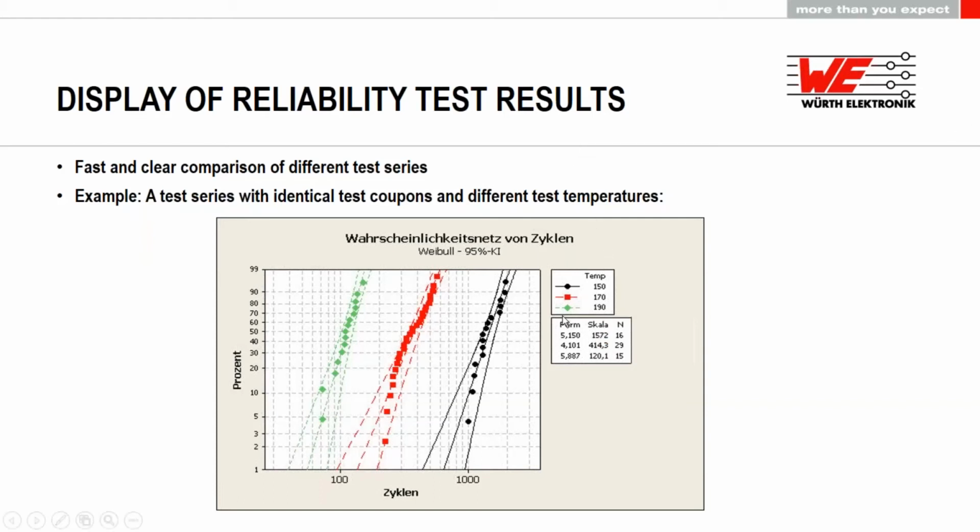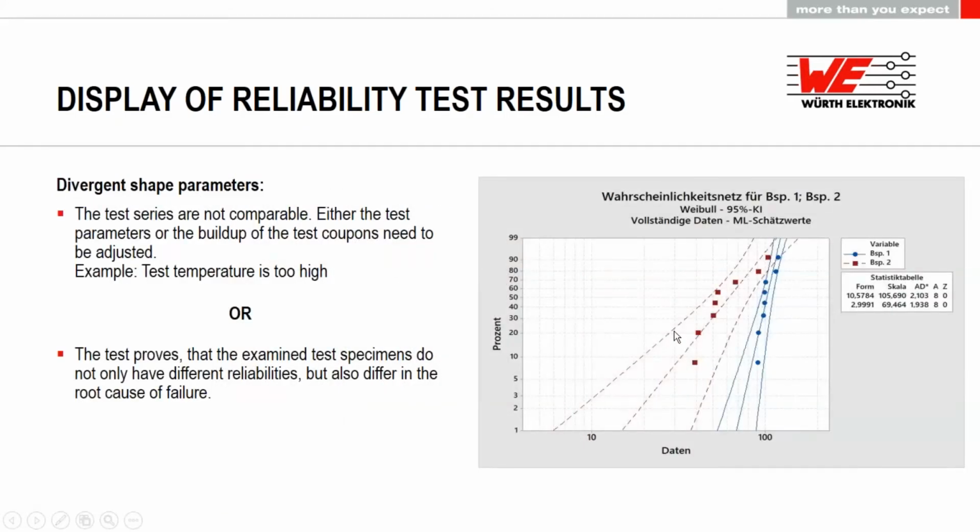You can also see the form parameter, very well by the inclination of the slopes here, here, and here, that they are roughly the same. This tells us that the acceleration created by the higher temperature, more acceleration of the test, is valid in this type of test, since we have roughly the same form parameter and the same inclination. Because if they would differ very much, like in this example, it would tell us that something is wrong. Maybe we have a different failure mechanism. If we have very different shape parameters, it tells us that you cannot compare those test series.